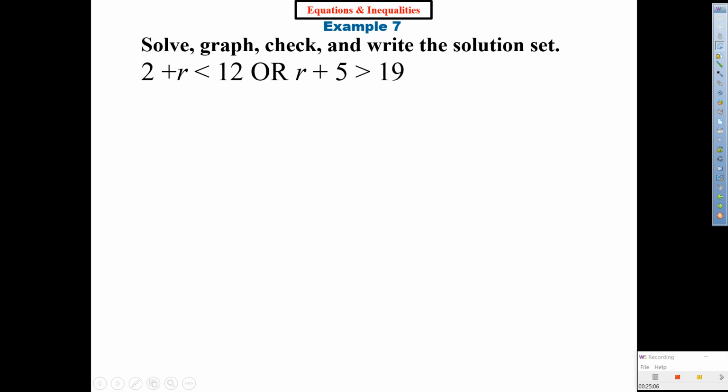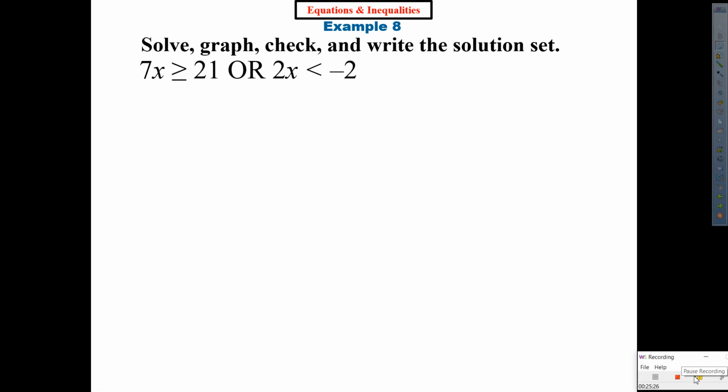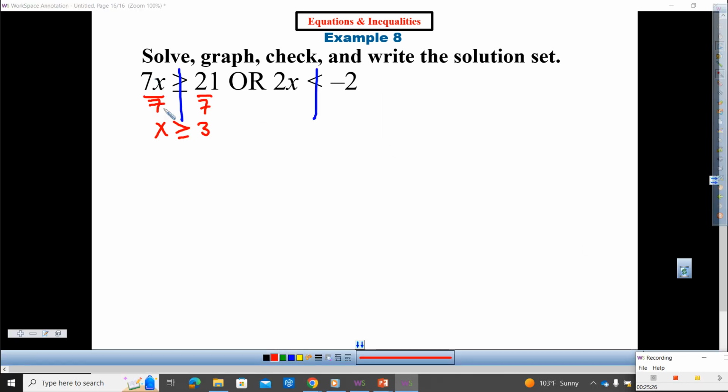We already did 2, 3 of them by participation. See if you can go a little bit faster on this one. We got 7x greater than or equal to 21, or 2x less than -2. Copy and go. All right, so Brandon said divide by 7 both sides. X is greater than or equal to 3. How about to the right side? Oh, let me bring down the or. And I'm going to use green for the right side. Continue, Brandon. What do I do? Divide by 2. X less than -1. Hands if you got up to right there.